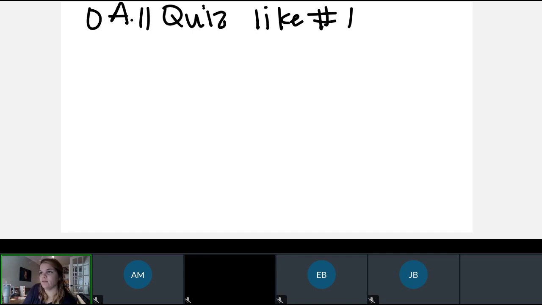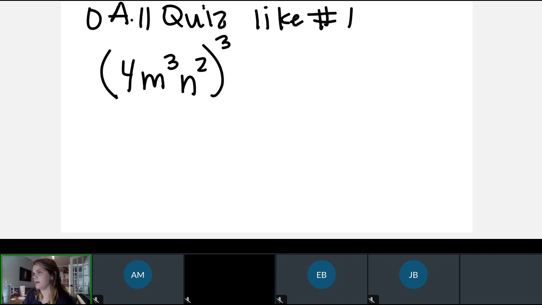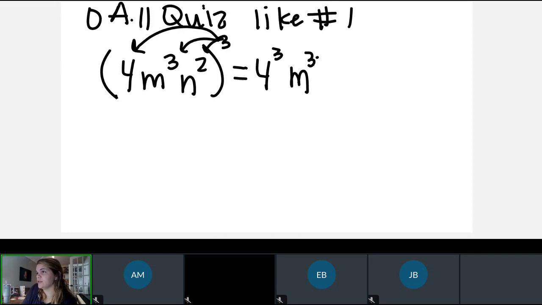Okay, so let's say we have 4m to the 3rd n squared, and we're going to raise that to the 3rd power. Okay, so this to the 3rd has to go to everything. So 4 to the 3rd, m to the 3rd times 3.